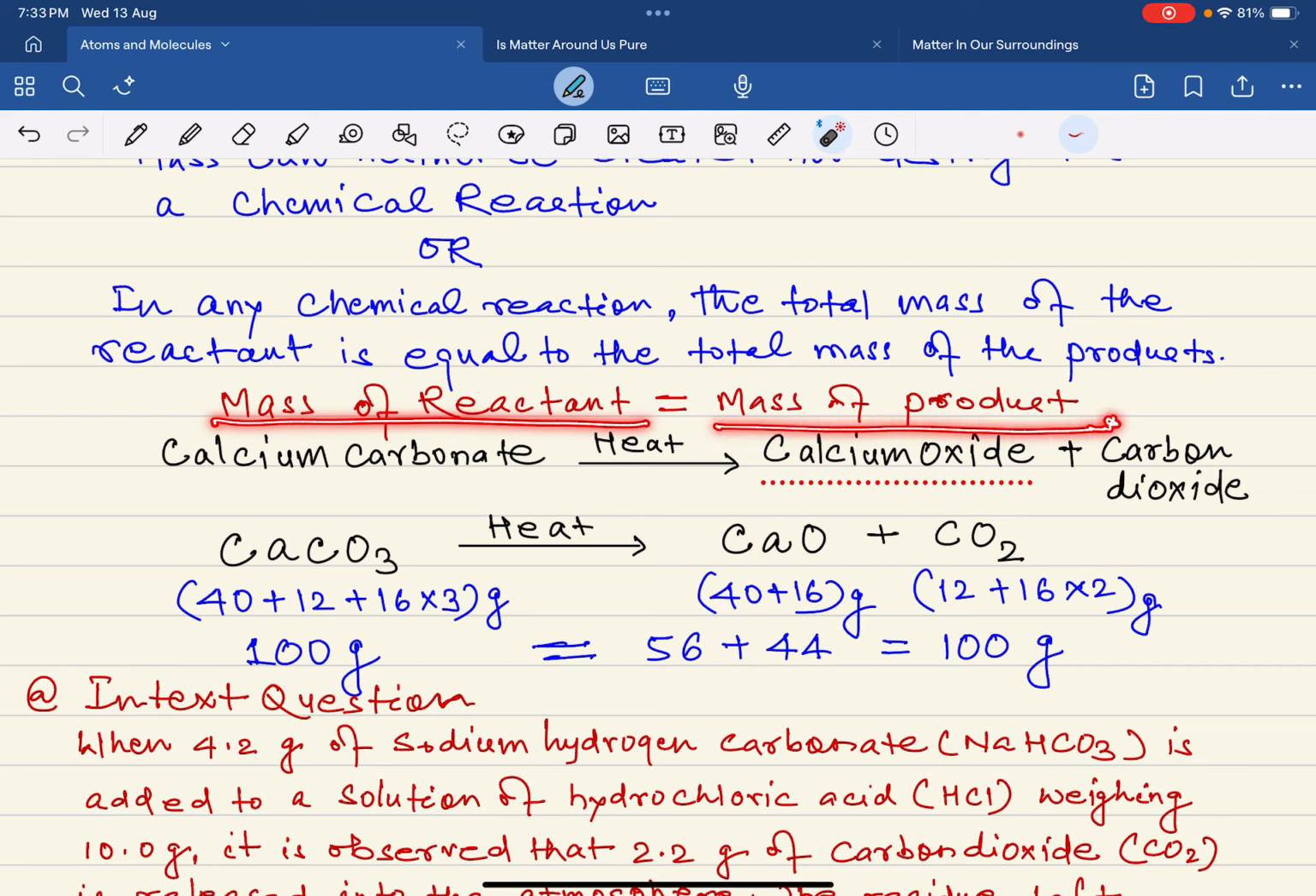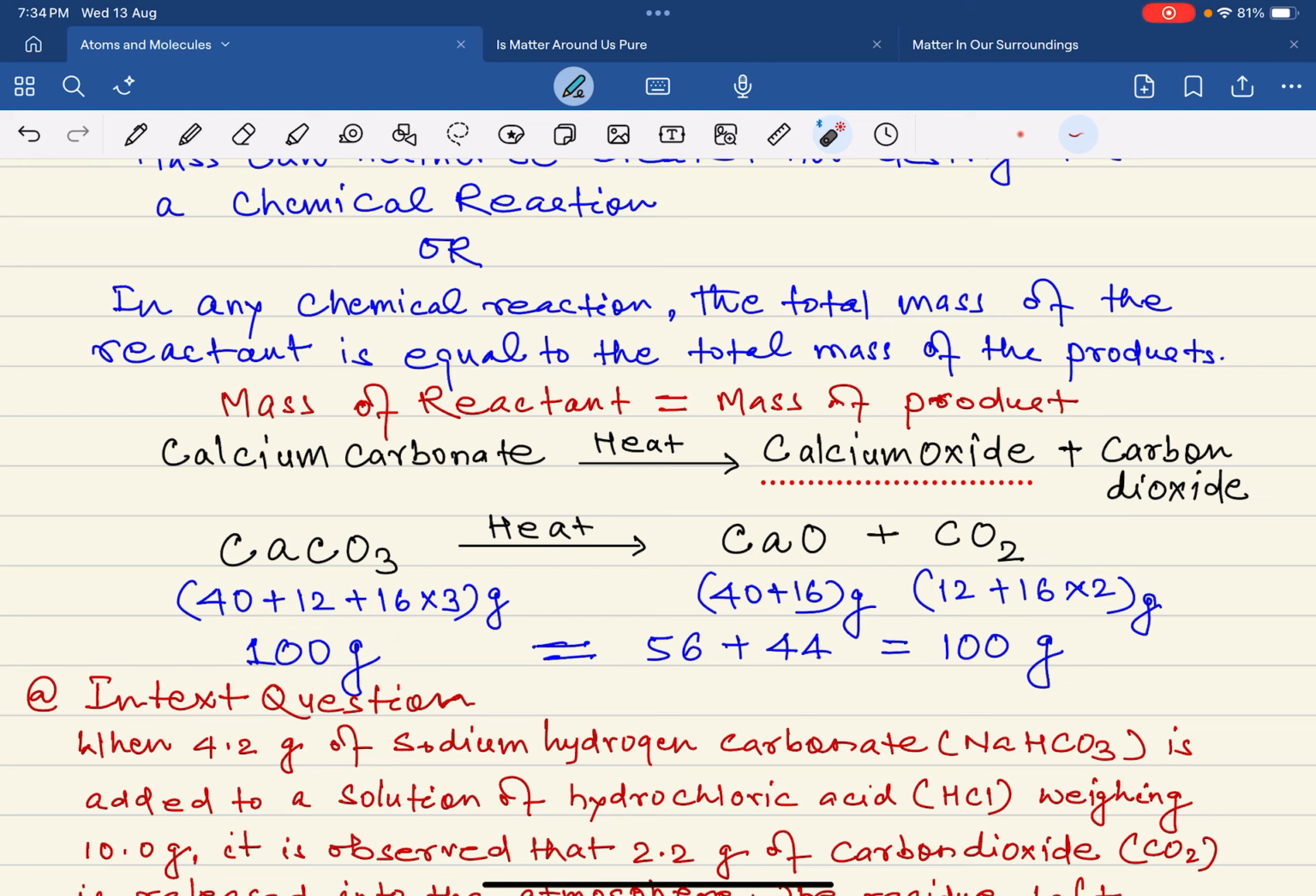For example, calcium carbonate on thermal decomposition gives calcium oxide and carbon dioxide. The molecular formula of calcium carbonate is CaCO3. On heating it gives calcium oxide plus carbon dioxide. Calcium carbonate contains one calcium atom, one carbon atom and 3 atoms of oxygen. Mass of calcium is 40 gram, mass of carbon is 12 gram and mass of one atom of oxygen is 16. Total number of oxygen is 3, so 16 into 3. Total mass of reactant becomes 100 gram.